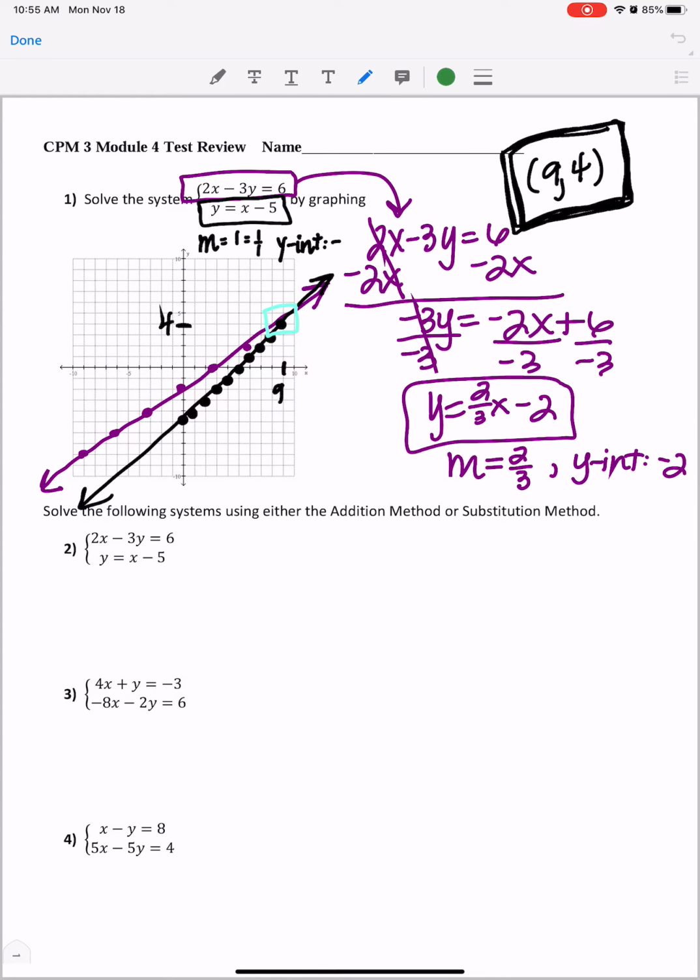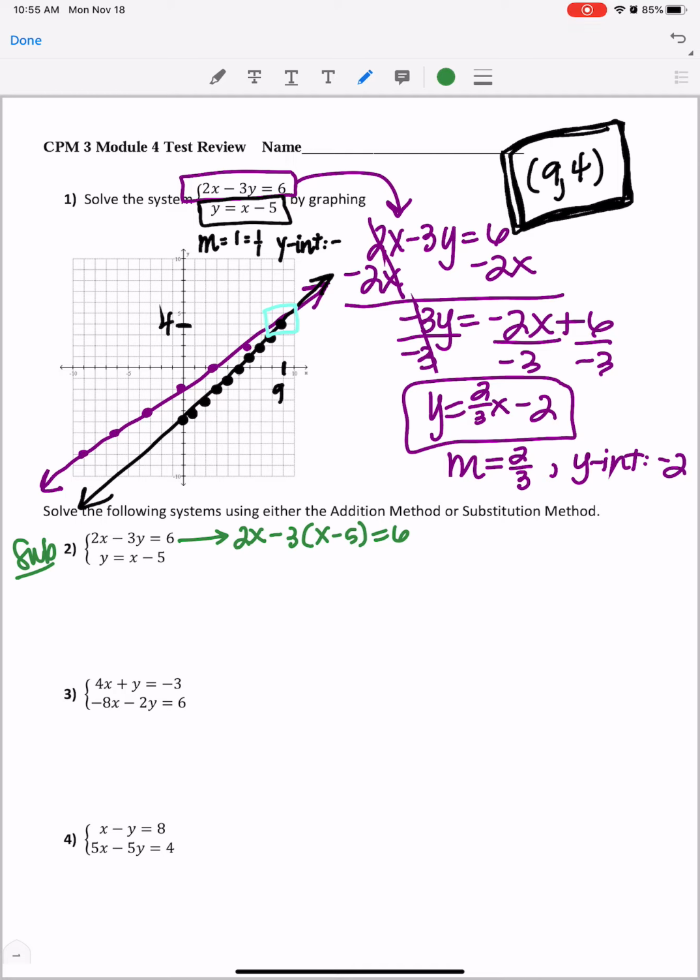Now these down here say to solve the systems of equations by either addition or substitution, so you get to pick. Because on number 2, this one's already solved for one variable, it has y equals, I'm going to use substitution here. Because this is solved for y, I'm going to plug it into this top one here. So in place of this y, we are replacing it with x minus 5. So we have 2x minus 3 times x minus 5 equals 6.